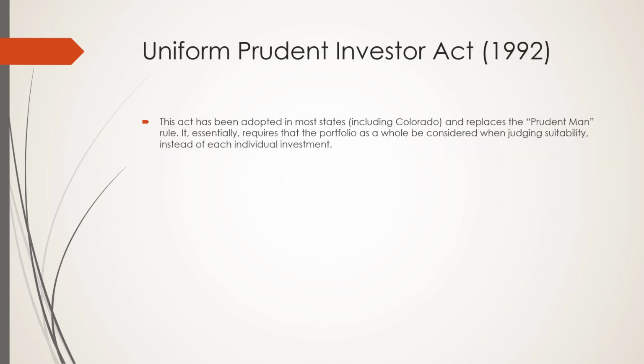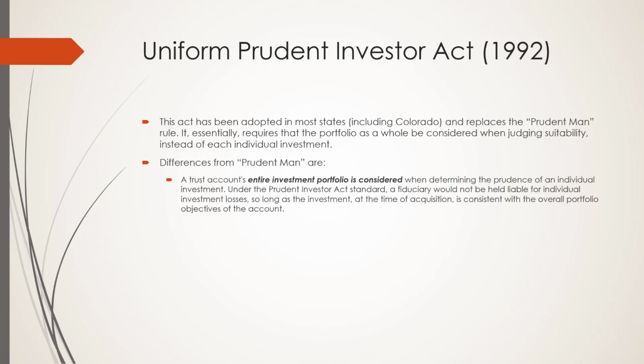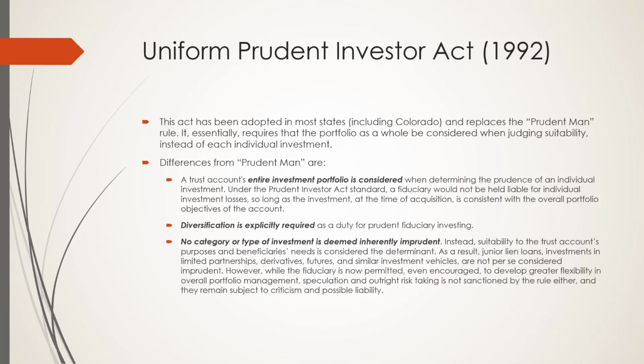The Uniform Prudent Investor Act was an update of the Prudent Man Rule, and this was written in the early 1990s and has since been adopted by most, if not all, states. And essentially what it does is it says, look, we now know about diversification, and so we should consider the portfolio as a whole rather than looking at individual investments. So the major differences from the Prudent Man Rule are that the entire investment portfolio is considered, diversification is explicitly required as a duty for a fiduciary, and no category or type of investment is deemed inherently imprudent.